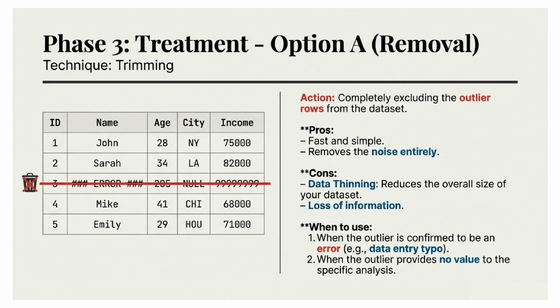This method is fast and easy and helps remove noise from the data. However, it also reduces the size of the dataset and may lead to loss of useful information. We use this method only when we are sure that the outlier is an error, like a data entry mistake, or when it does not add any value to our analysis.